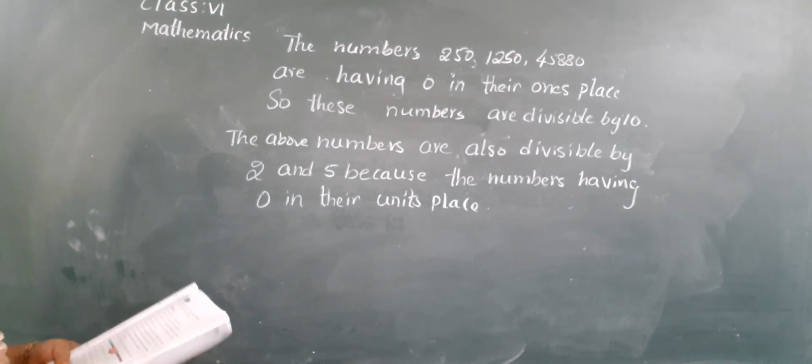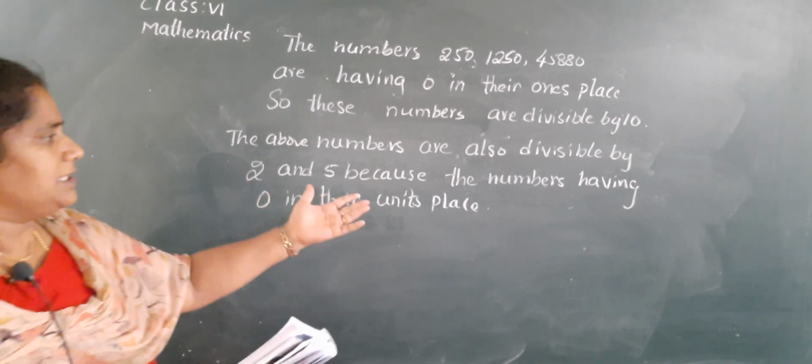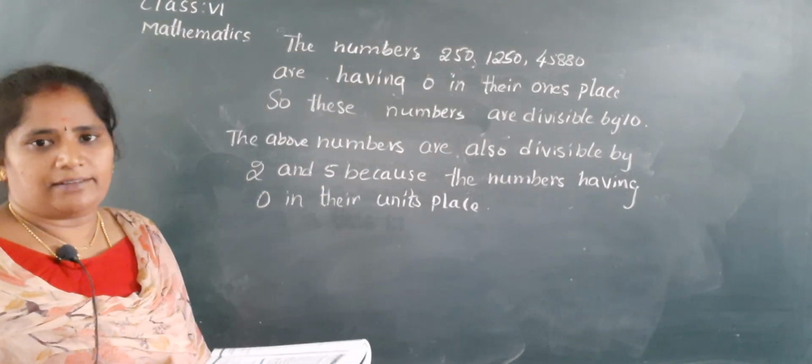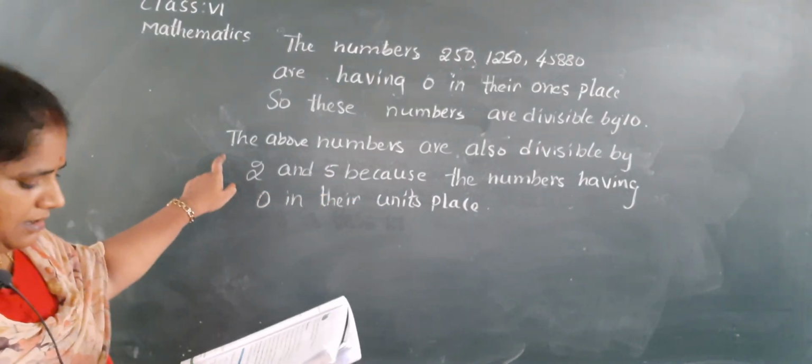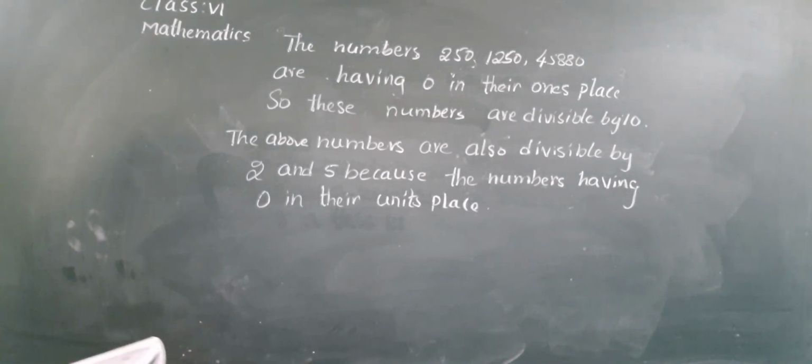Check whether the numbers that are divisible by 10 are also divisible by 2 and 5. Yes, the above numbers are also divisible by 2 and 5. Okay, Nana? This is the last question's answer, Nana. Note down in your classwork.